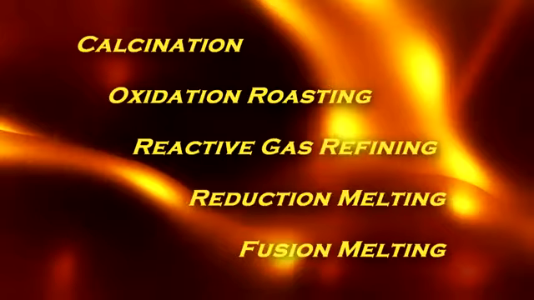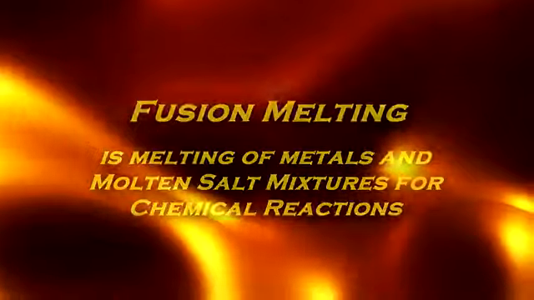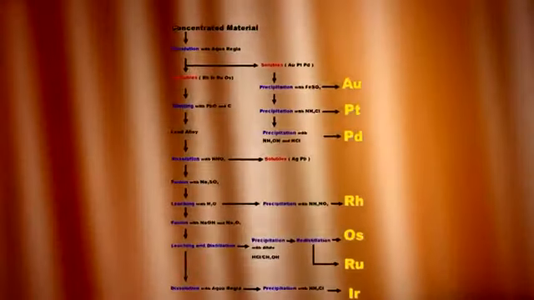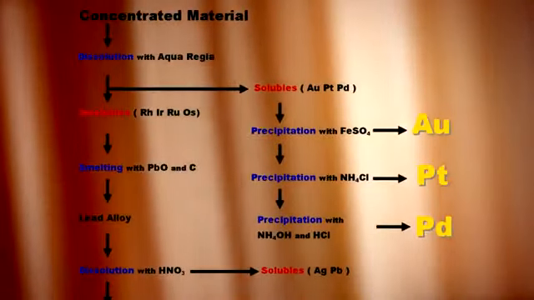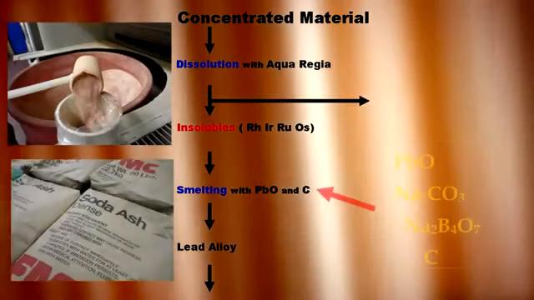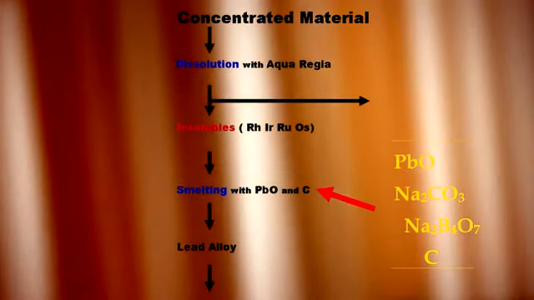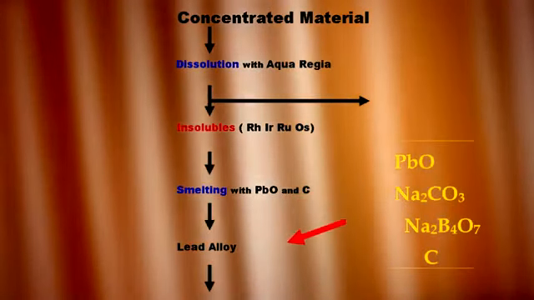Fusion melting is the melting of metal and molten salt mixtures to form various metal salts. For example, the platinum group metals that were not dissolved in aqua regia are fused melted with litharge, the lead oxide, soda ash, borax, and carbon, which chemically react to form a lead alloy containing all of the precious metals.